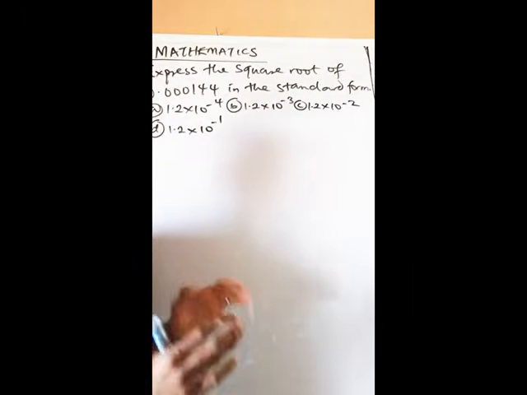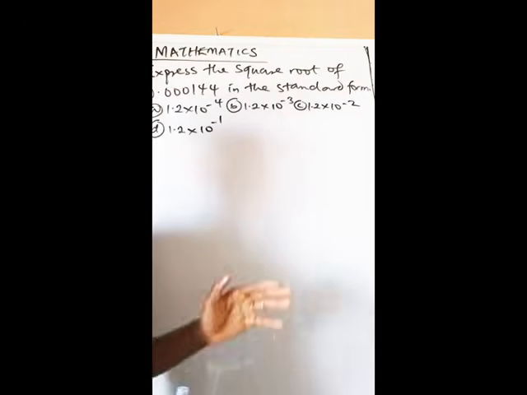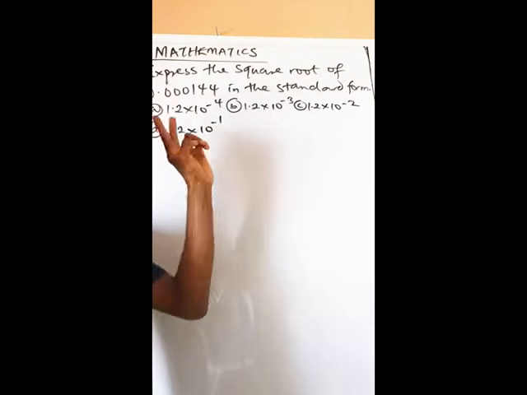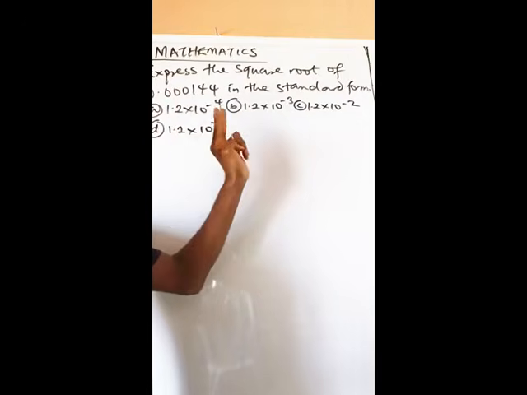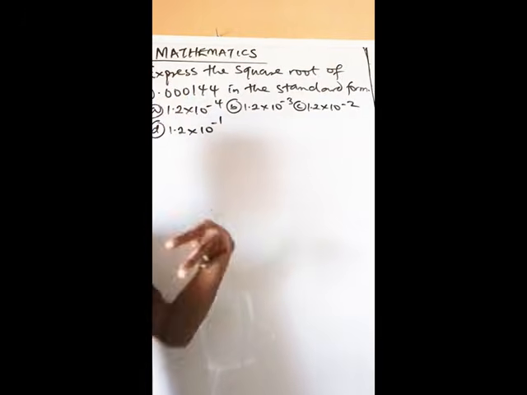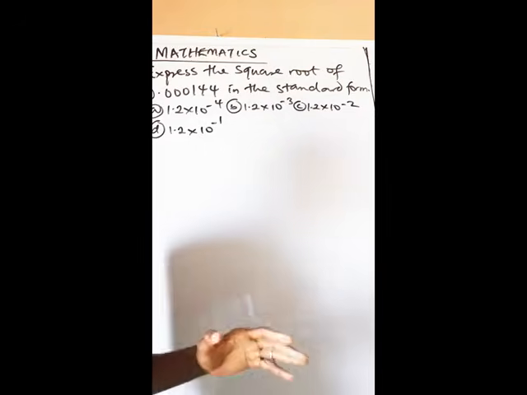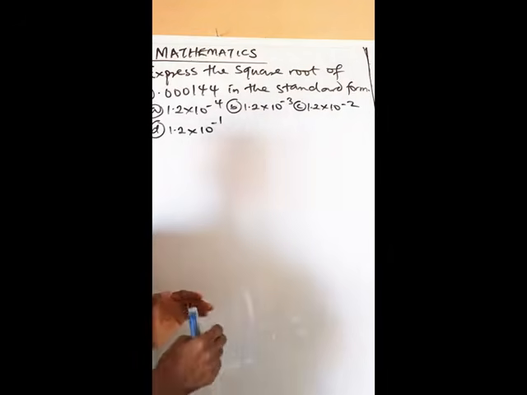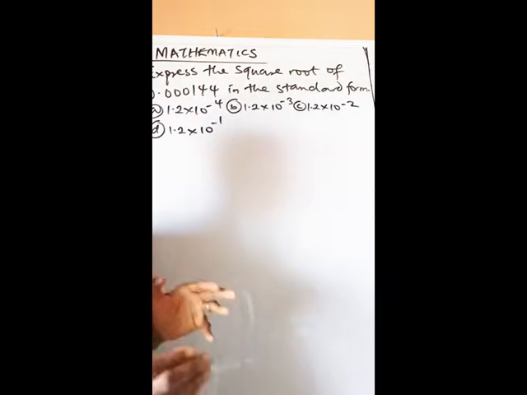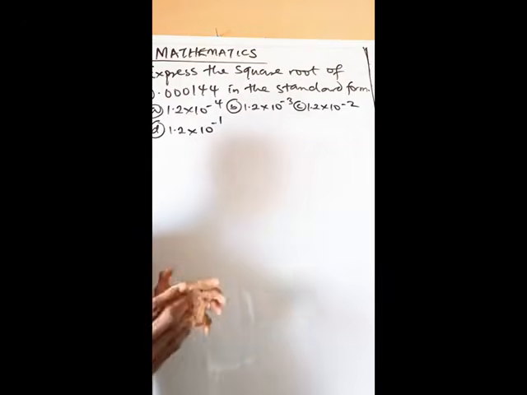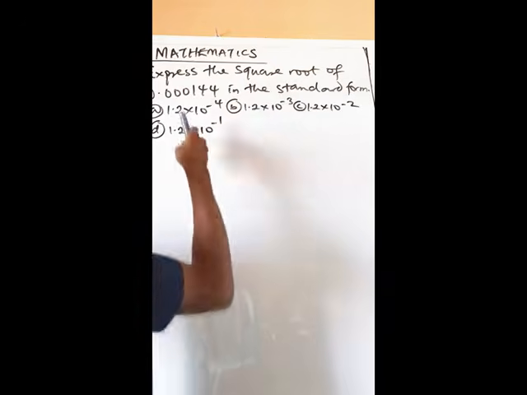This question says express the square root of 0.00144 in the standard form. So we are asked to express, there are two questions in one here. You are expressing the square root of this value in standard form. So the very simplest way to answer that question is to convert this to standard form first, and then you find the square root. So let's do that.